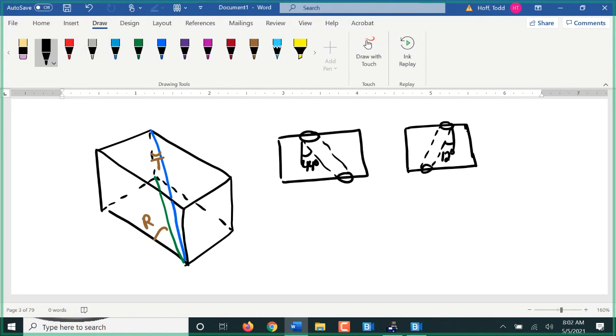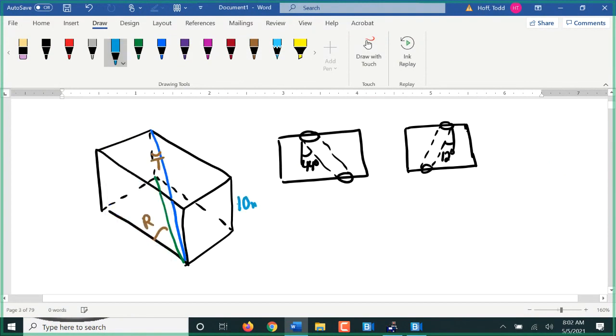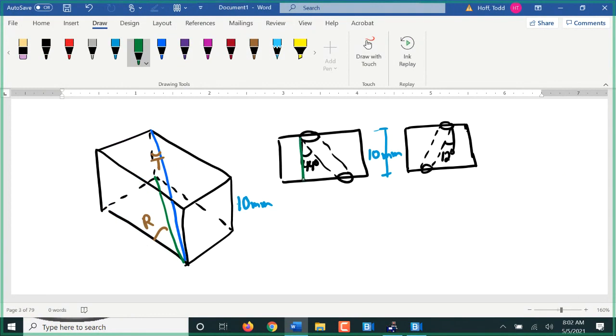Here's another spot where we pick a dimension. So I'm going to choose the thickness of this to be 10 millimeters. That means this is 10 millimeters. We're looking at that green triangle there. 44 degrees, this part's the 10 millimeters. This is my side A that I'm trying to find. What trig function is that?